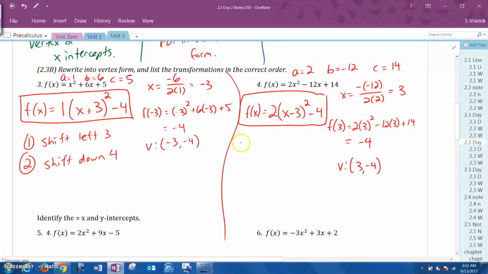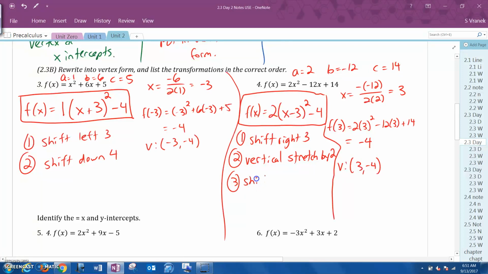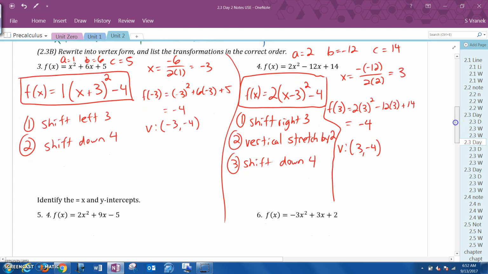Then we have transformations. So the first thing we always do for transformations are the horizontal stuff. So again, this is a shift right 3. Then we have a vertical stretch or expansion by 2. And then it shifts down 4. Okay, so we're just putting everything together. Yesterday you learned how to get the vertex. Today we're putting it in vertex form.